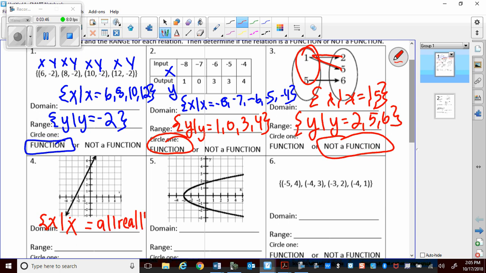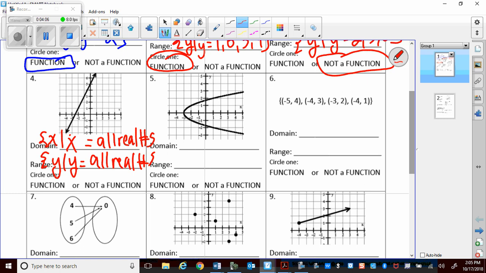Good. Curly bracket, Y bar, Y equals what? All real numbers. Is this a function, or are straight lines functions? Yes, they are. You still have to put curly brackets when it's real numbers.